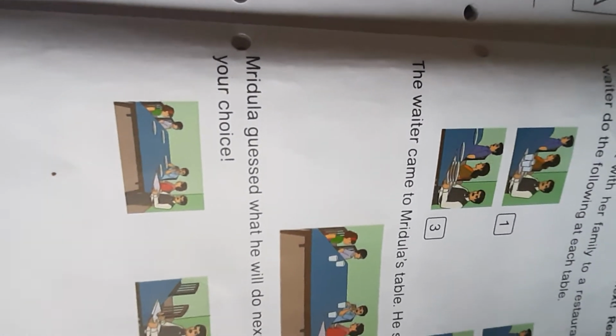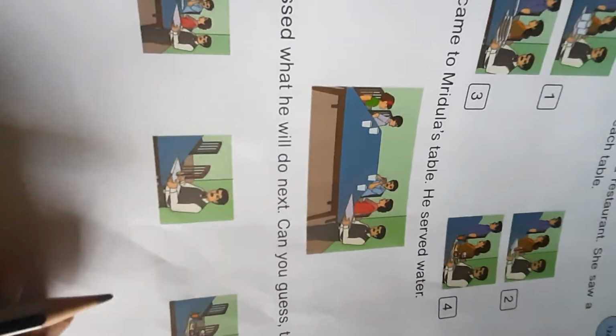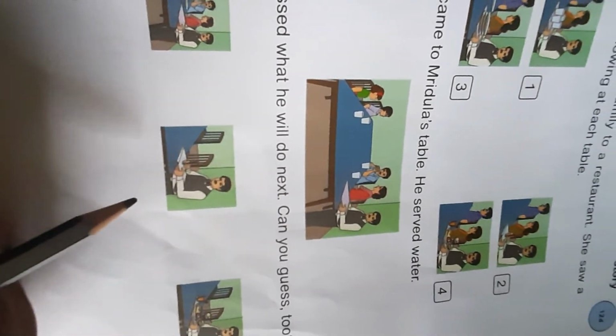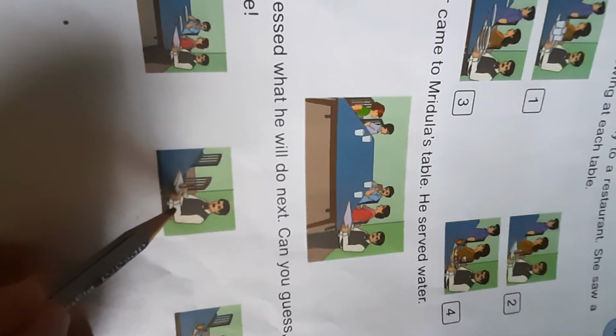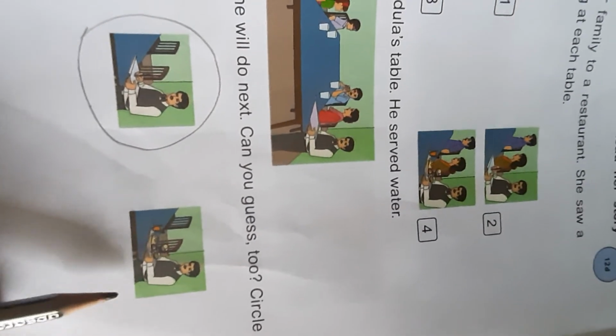What will the waiter do, children? Yes, it's correct. The waiter will take the order. Which picture is showing taking the order, children? After serving water, see here in the second picture, he is going to take the order, no, children. So circle the second one. In the second picture only he is going to take the order. In the third, he is going to serve food. And in the first picture he already served water, no, children.